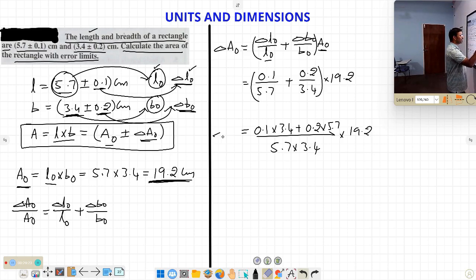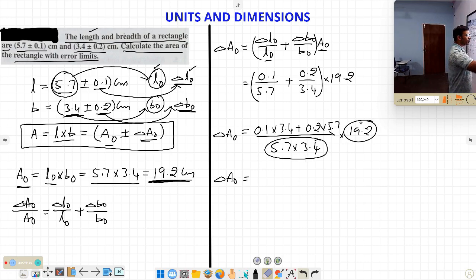Now we have already done the value of which one? 5.7 into 3.4, how much? 5.7 into 3.4 is 19.2. That means this value is equal to 19.2. This value is also 19.2, so both can be cancelled. I can cancel both. Now when you cancel both, what is the remaining value?